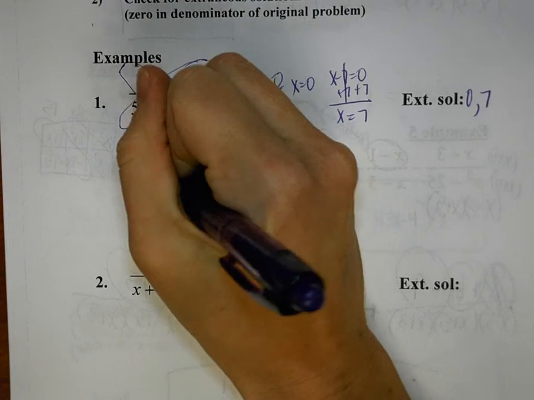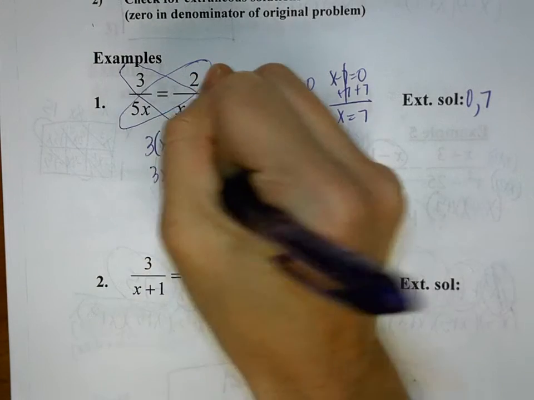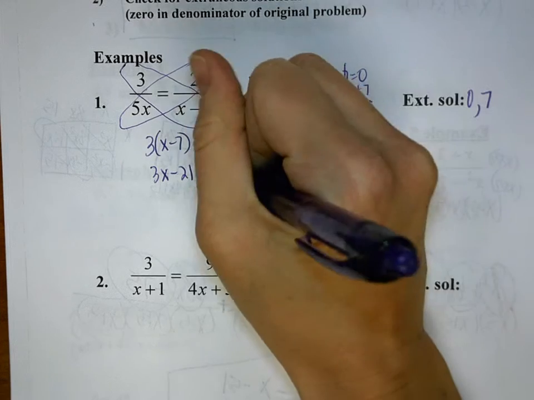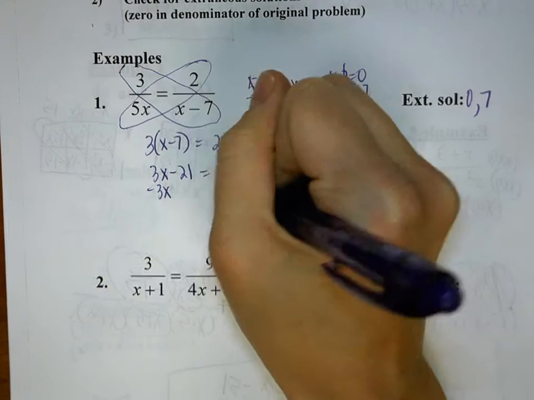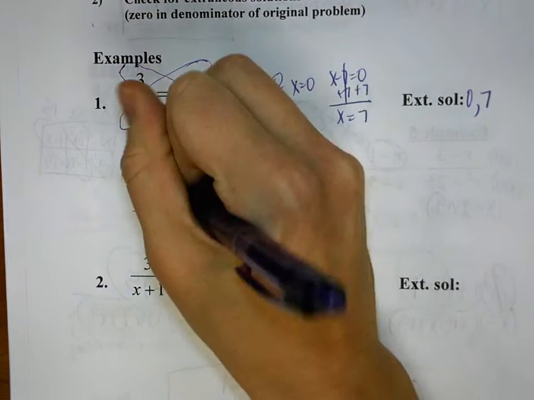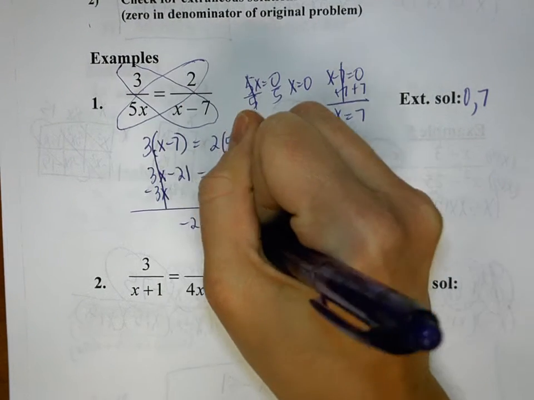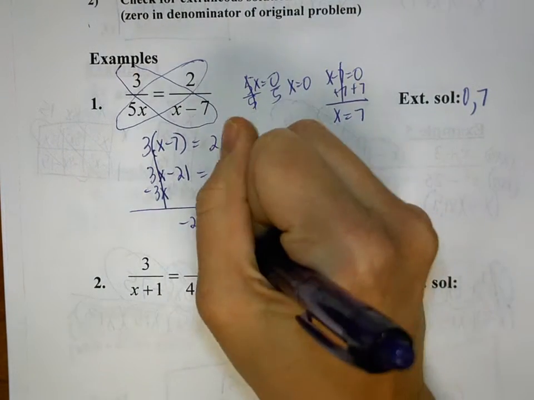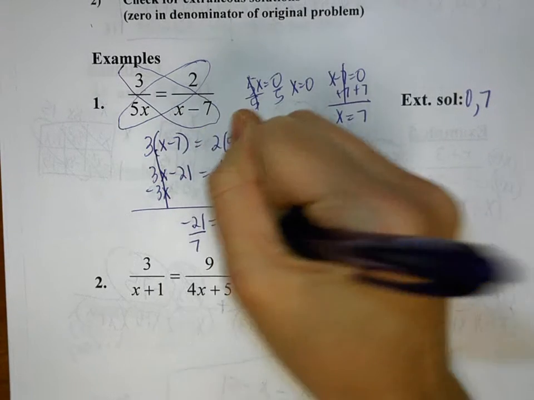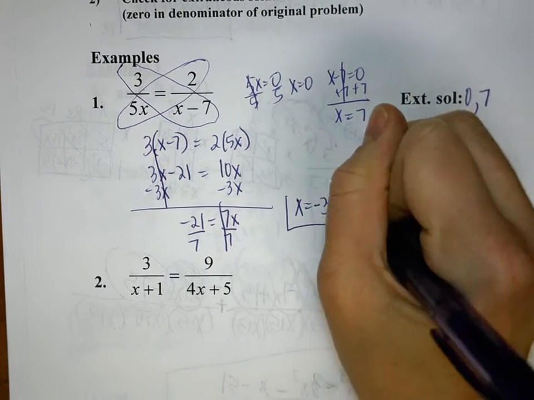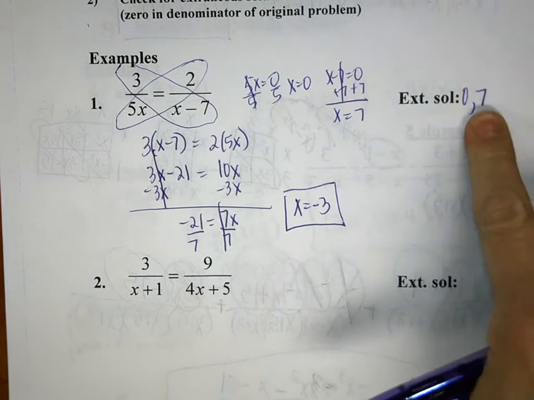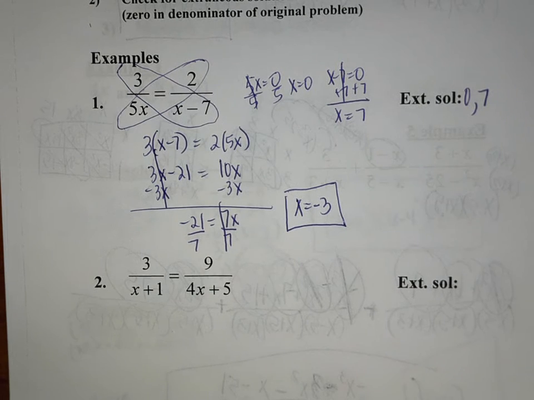So we distribute the 3 through and we get 3x minus 21 equals 2 times 5x is 10x. To solve for x, I subtract 3x to both sides. Negative 21 equals 7x. And lastly, we divide by 7 to both sides to find that x equals negative 3. And negative 3 is not an extraneous solution, so we're good.